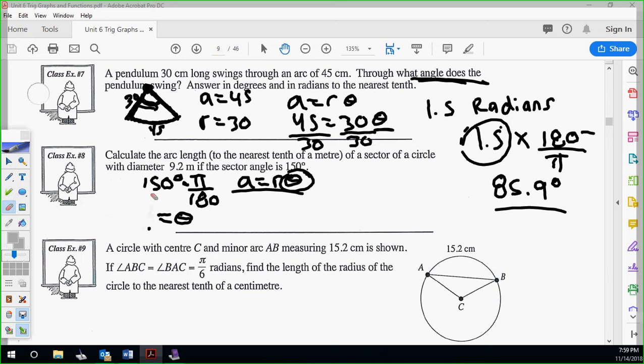Okay, let's rewrite this a little bit here. So theta equals 150, 5 pi over 6 is the radian measure for theta that we're going to use. Okay?